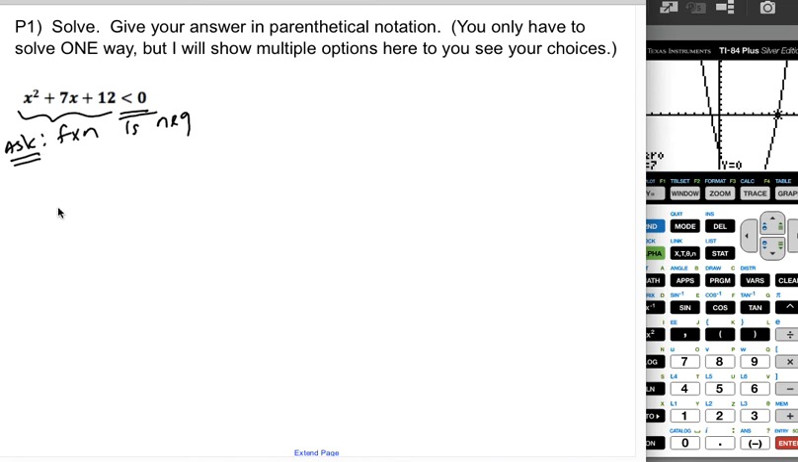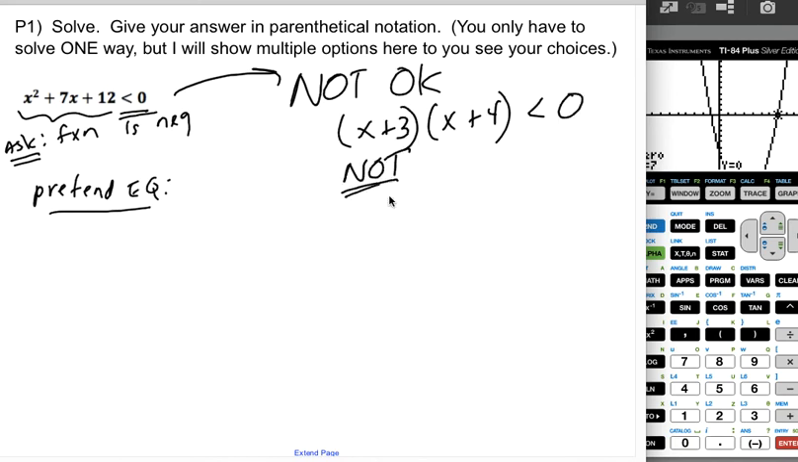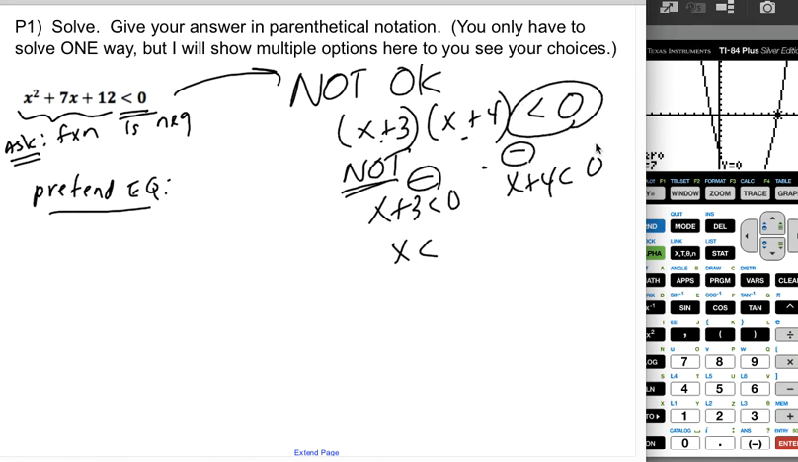So I'm going to pretend it's an equation. Oh, I want to actually add a side note about this. So here's why you can't just do this. I'm going to write something that's not okay. Here's why you can't just factor this and then say that each factor is less than 0. It is not that x plus 3 is less than 0 and x plus 4 is less than 0, because what would happen if you did that is you'd be saying this is a negative times this other thing that's a negative. A negative times a negative is not negative. That's not how math works. So this is not right. Okay, so you can't do this.